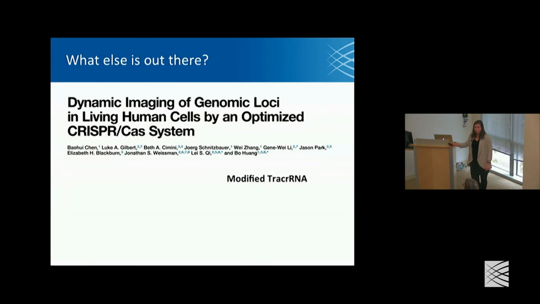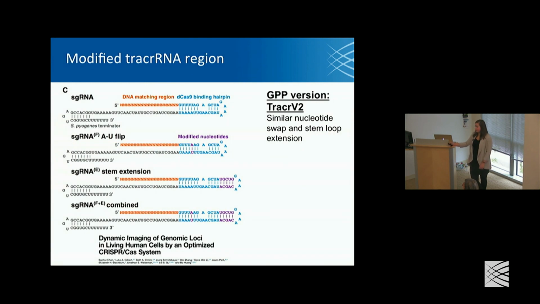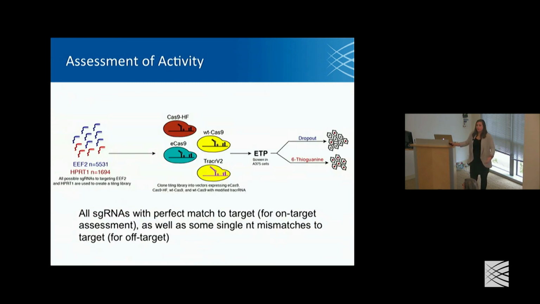People have also proposed modifying your tracer RNA to try and achieve the same thing. So we created tracer v2, where we did a similar nucleotide swap to here, and we also had a 5 nucleotide stem loop extension. We then want to see, okay, how do these modifications affect screening?